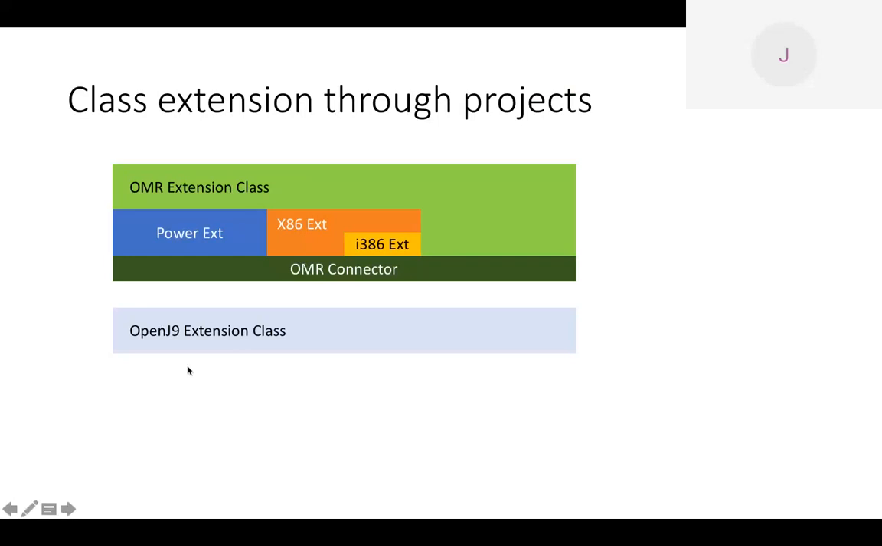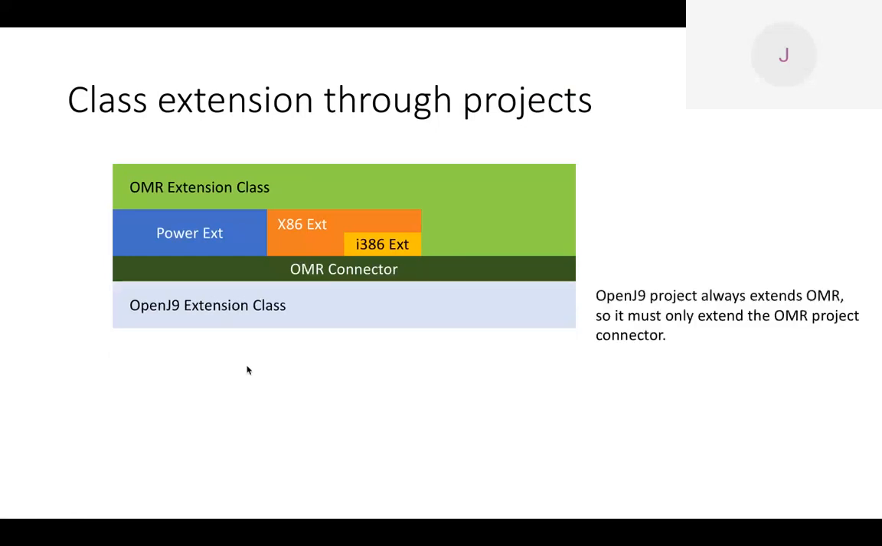And if you want to extend this, if you want to have another project that extends this, like OpenJ9, for example, all OpenJ9 will do is provide its own extension class, but then that thing simply extends the connector. It doesn't care that it's a Power implementation or an x86 specialization or whatever. All it knows is that it needs to extend the connector.